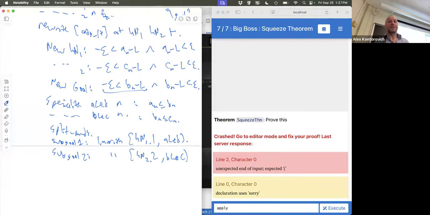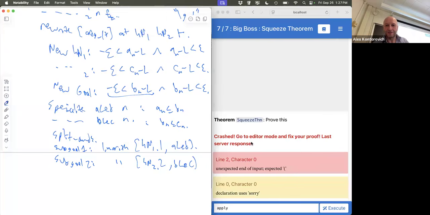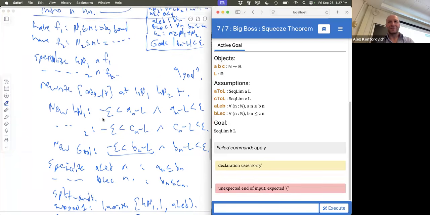What is, oh, sorry? What is the declaration use sorry? Sorry is the way to postpone something if you don't know how to prove it. We can't do it in the game. But in real Lean, when you have a have and you don't want to waste your time with the proof of it right now, but you don't want to get error messages, you just say sorry, and I'll come back and prove it later. Okay, let's go. We can do this.